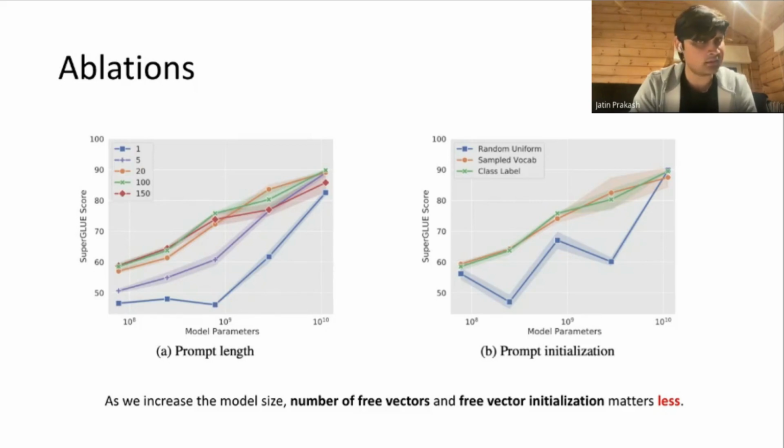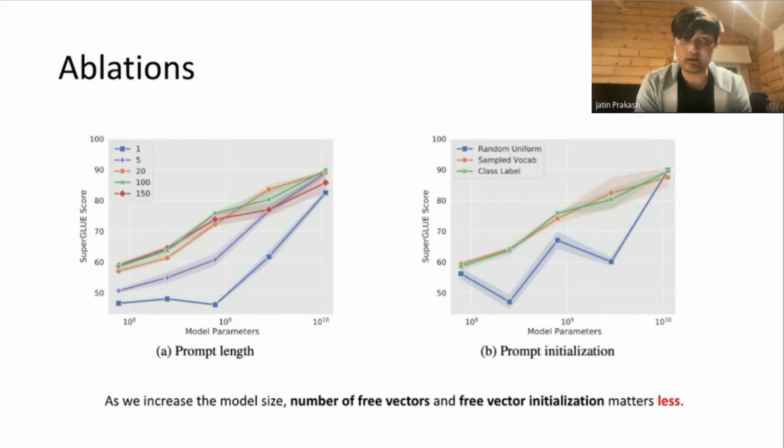Now I'll explain the orange curve. What sampled vocabulary means is that they initialize these free vectors randomly using an embedding that was already learned in the vocabulary. So this word can be anything. It can be, let's say, good, or it can be something like a pillow. So basically, they initialize the free vectors using some learned vocabulary token. Does that make sense? But they picked it randomly.